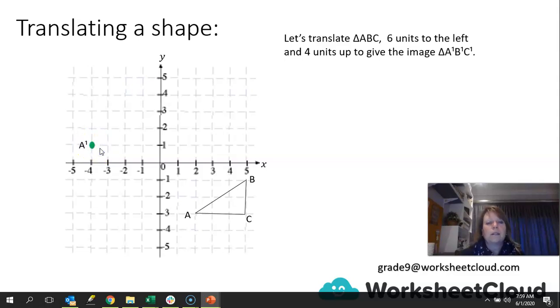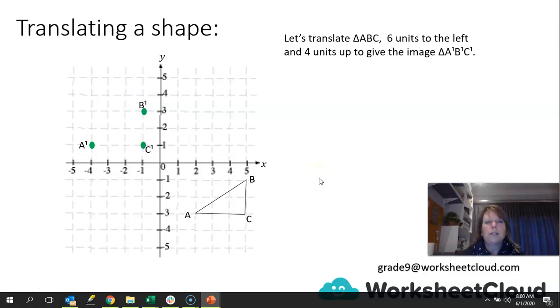Okay, so that is A1. We're going to do the same with B. We're going to go 1, 2, 3, 4, 5, 6, and 4 units up. 1, 2, 3, 4. And there is our B1. And exactly the same with C. So we're going to start here. 1, 2, 3, 4, 5, 6, and 4 units up. 1, 2, 3, 4, and that will be our C1.